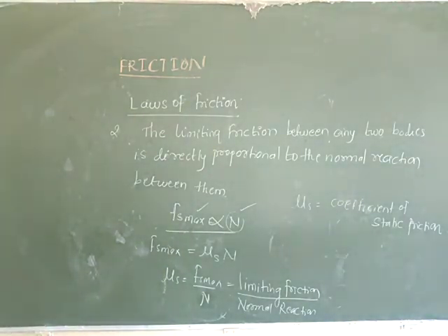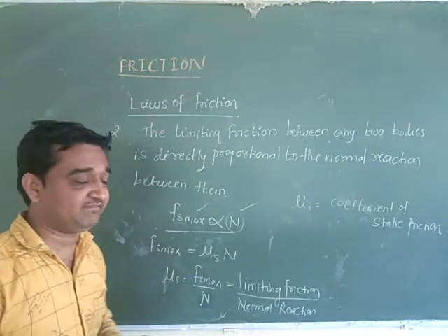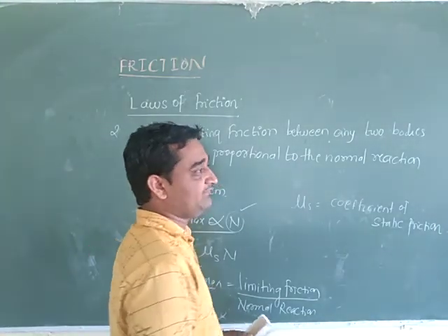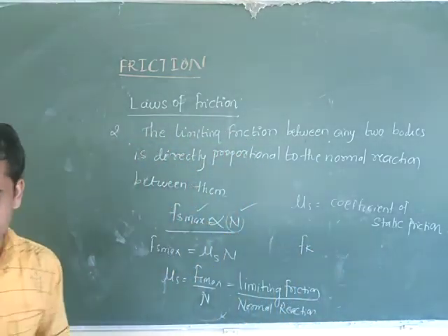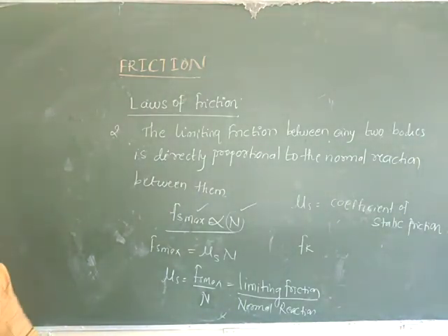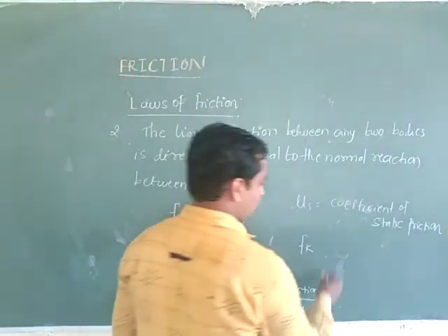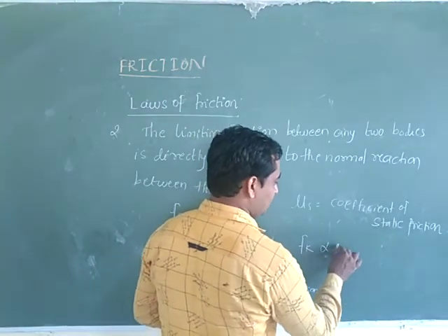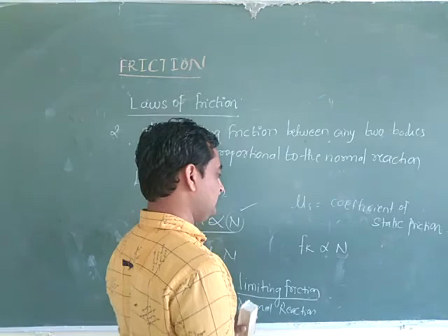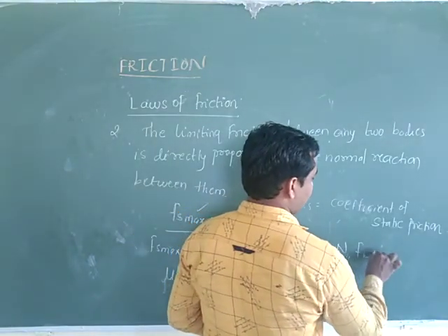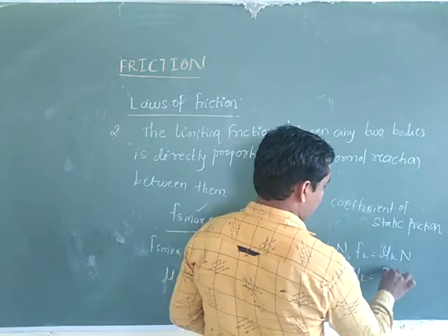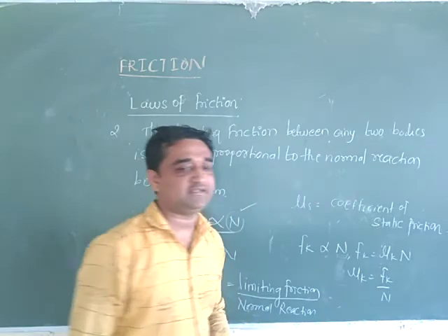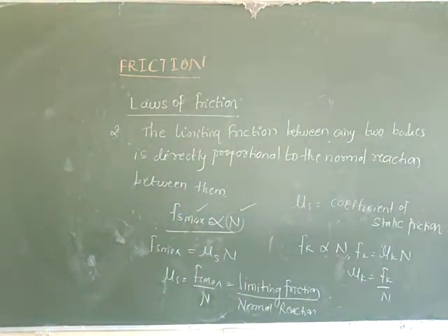Now again we can define the coefficient of kinetic friction. So what is meant by the coefficient of kinetic friction? Again here, Fk, the kinetic friction, is directly proportional to the normal reaction between the two bodies. Then we write Fk is equal to mu k into N. Therefore mu k is equal to Fk divided by N. Fk is the kinetic friction, and N is the normal reaction.